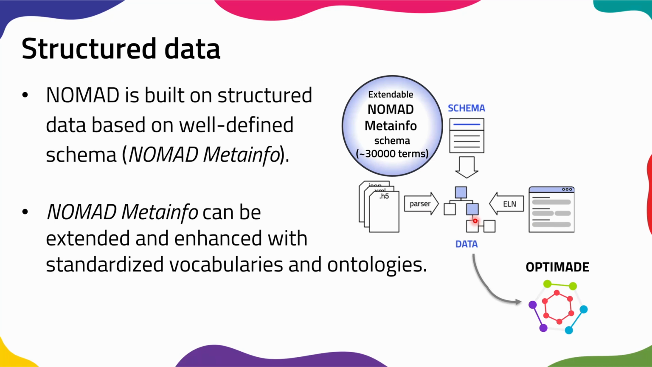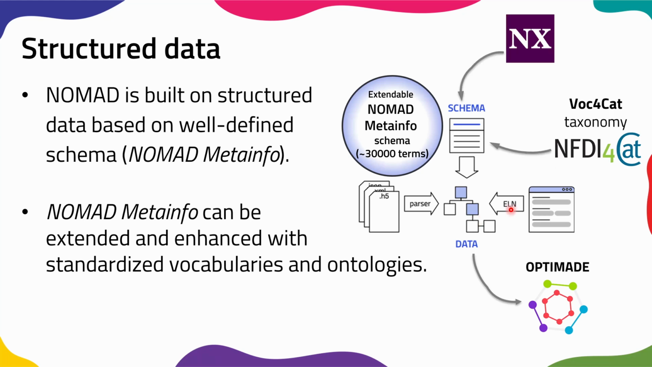So it can be extended continuously to include other standards. For example, we have recently adopted the Nexus data schema and also the VOC4CAT taxonomy, and it's implemented within the Nomad meta info so that data following these structures could be uploaded to Nomad. And once the data are in this hierarchical structured manner, it can be called programmatically by APIs such as the Nomad API or Optimade, which is an API specifically made for material science repositories.